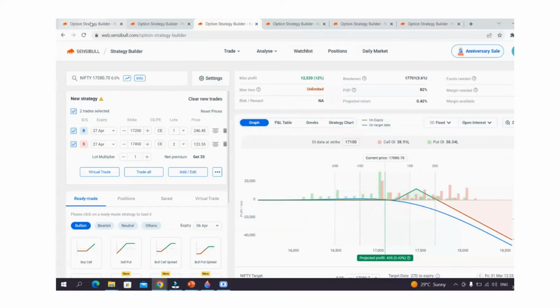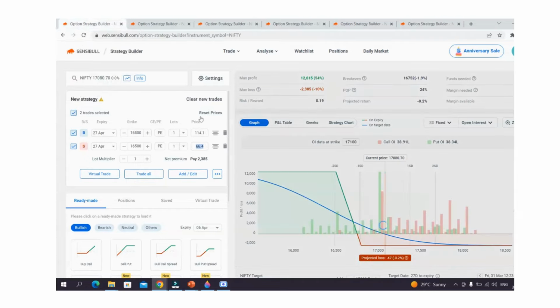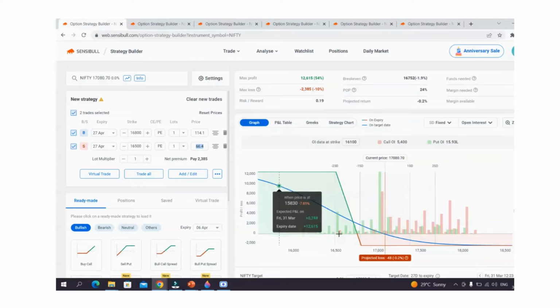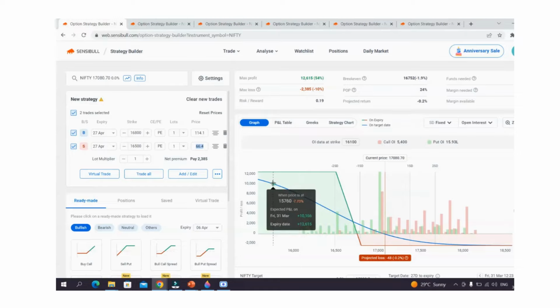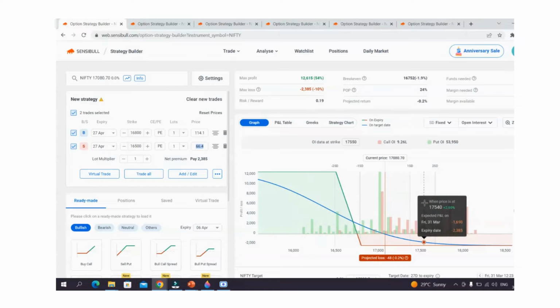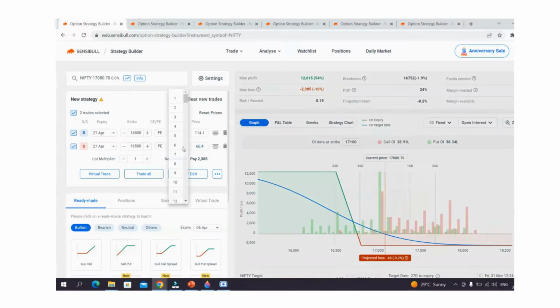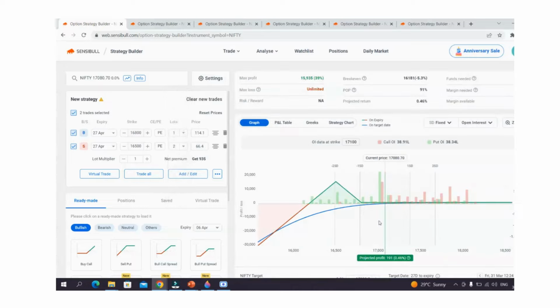And another view to create this. Say for example, you have a debit spread, and at one point your view goes wrong and the market starts reversing. You don't want to take a loss, and you want to convert this loss area into profit. You simply go and sell one more lot of this, and you see this loss converted into profit, and let the market go wherever it wants.